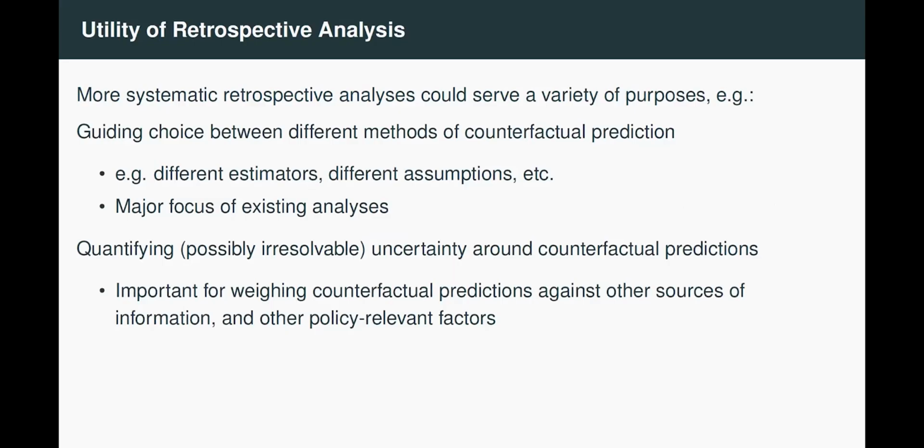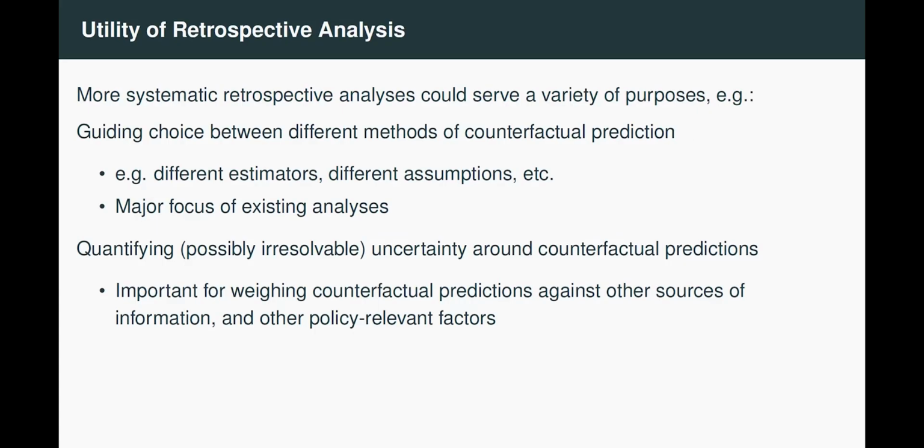So if, again, doing this would be a huge lift, but if we could get more of these systematic retrospective analyses, I think they'd be useful for a variety of purposes, including guiding the choice between different methods of counterfactual prediction, which is very often what retrospective analyses are currently used for when they're done, sort of is model A or model B better.